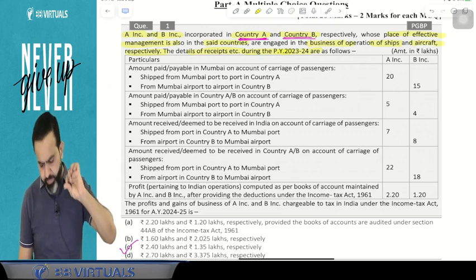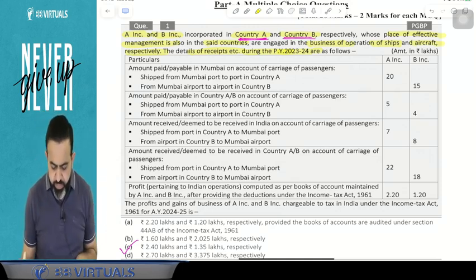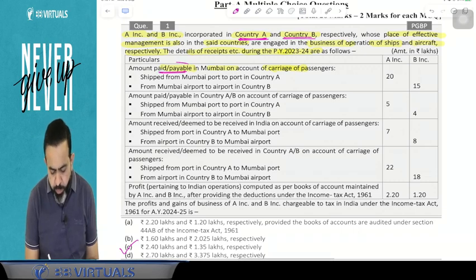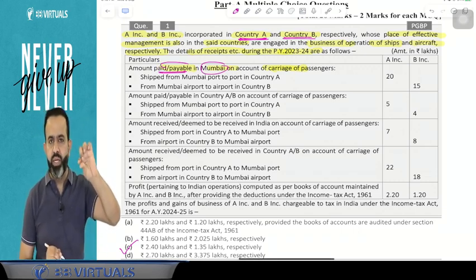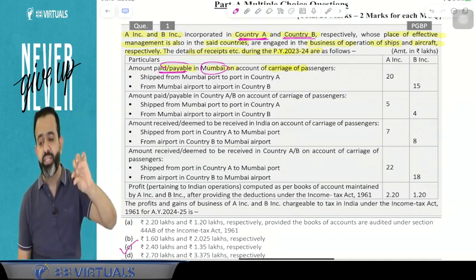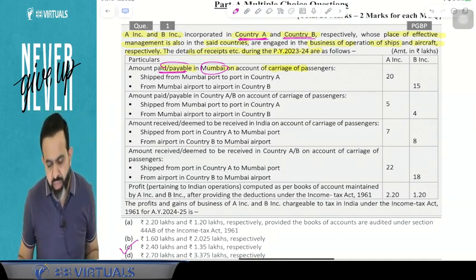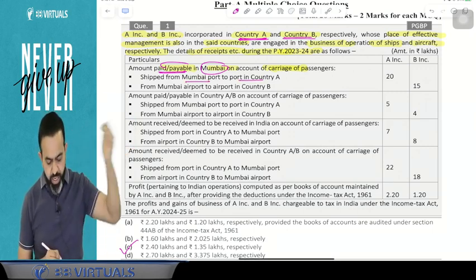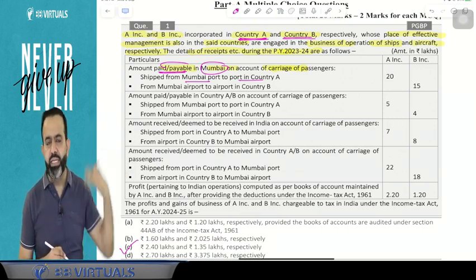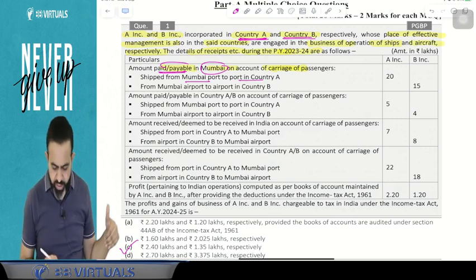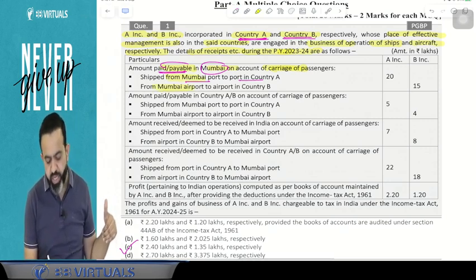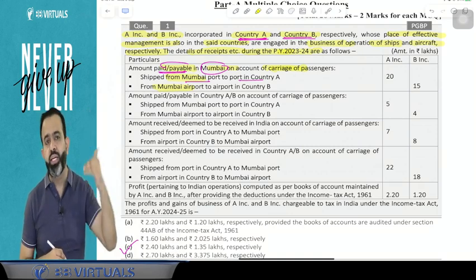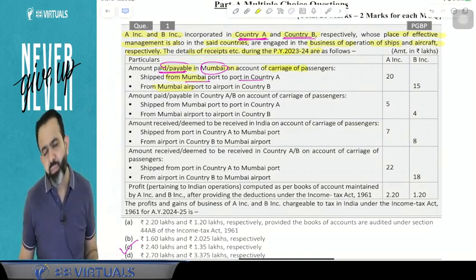So what are their total receipts in the current year? First part, amount paid or payable in Mumbai on account of carriage of passengers. Guys, here amount paid or payable in Mumbai means amount is received in Mumbai, or amount received in Mumbai means amount received in India. So on this amount they have to pay the taxes. So here amount received in India, shipped from Mumbai port to the port in country A and from Mumbai airport to country A. Guys, here income is derived also in India, accrued also in India, because shipped at Mumbai port and shipped at Mumbai airport. So income accrued also in India and income received also in India. So this income must be taxable in India.